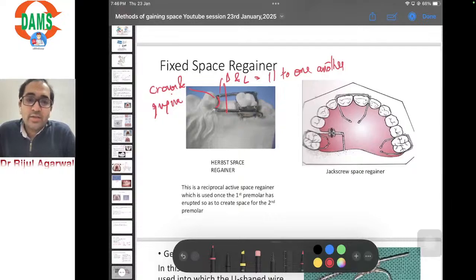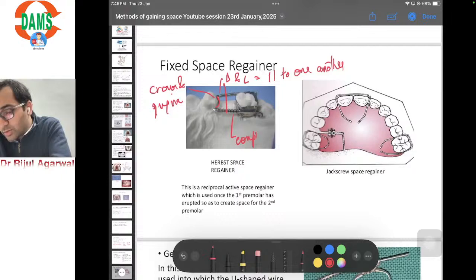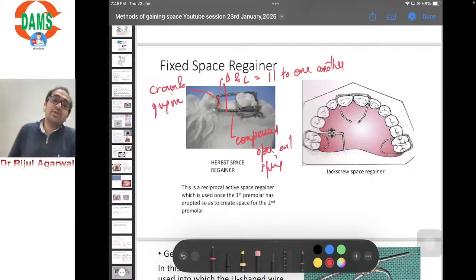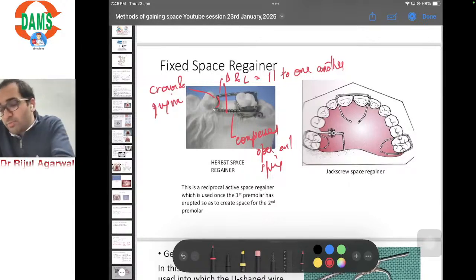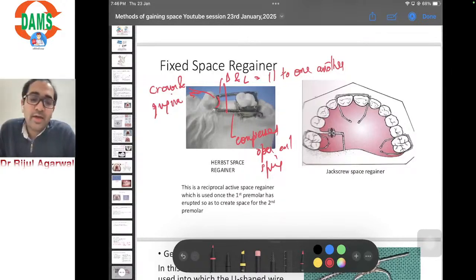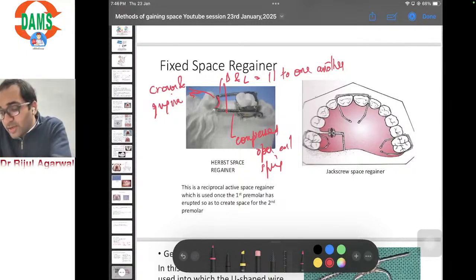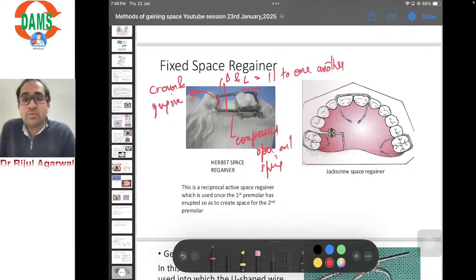Next, this is the construction. There is a presence of a compressed open coil spring. This coil spring is compressed. So what will happen once this compression is relieved? This will push these teeth in the forward direction. When the compression expands, this will push, and at the same time, by reciprocal action, the posterior molar will also get distalized. So this is a Hurst type space regainer.